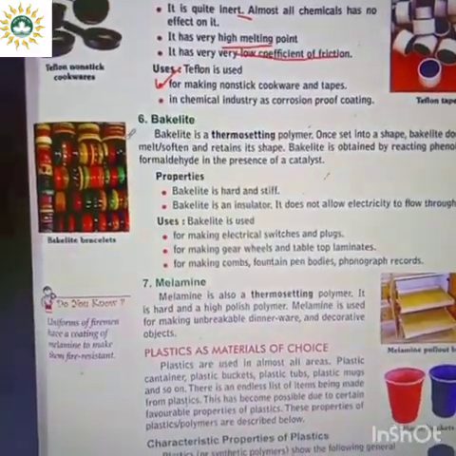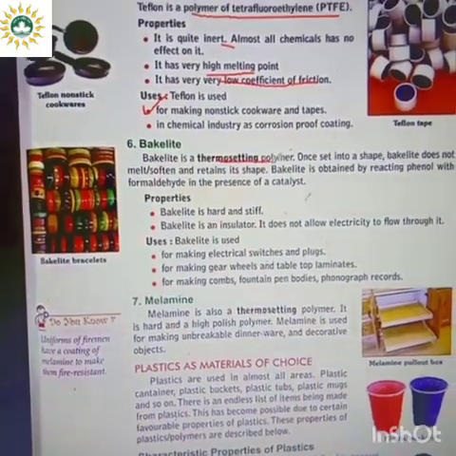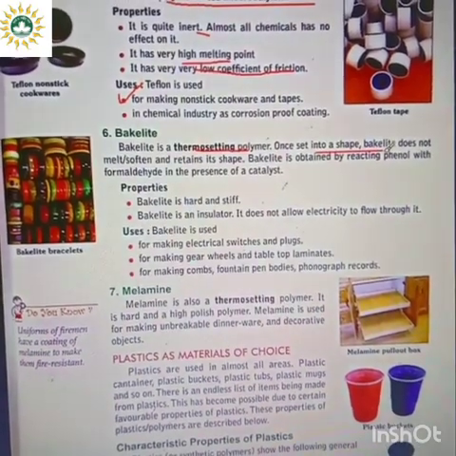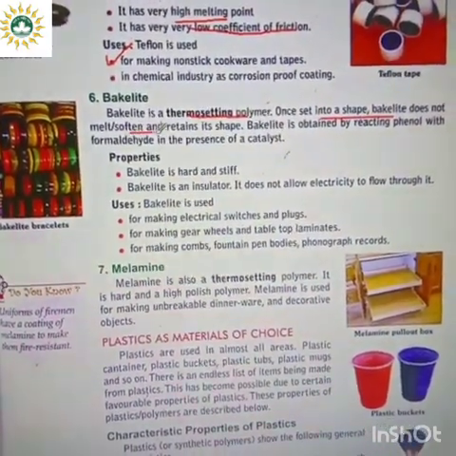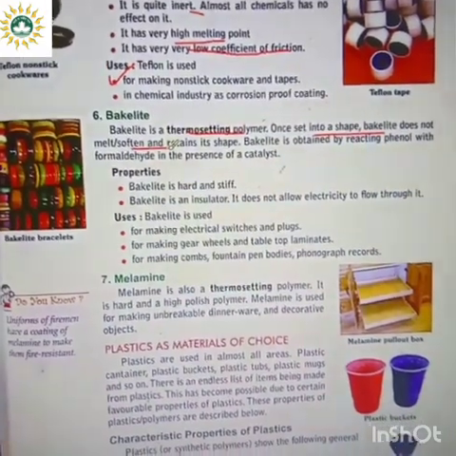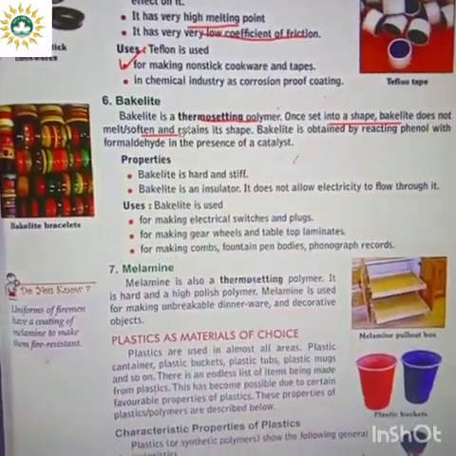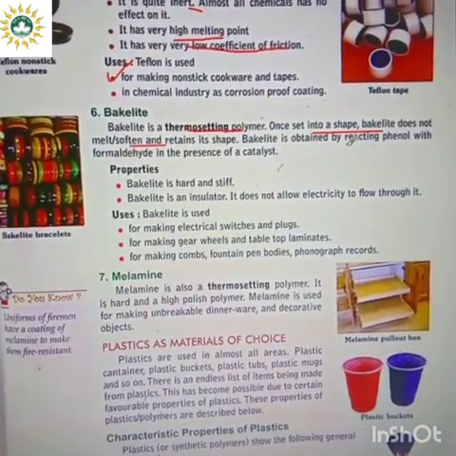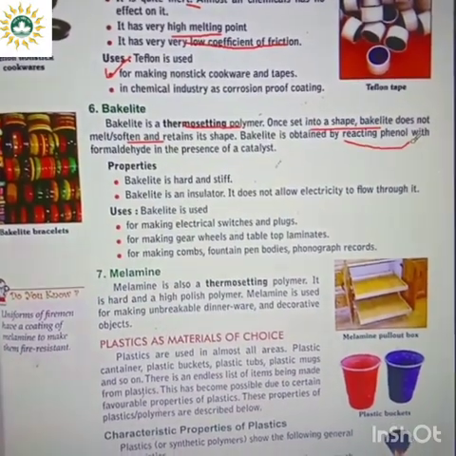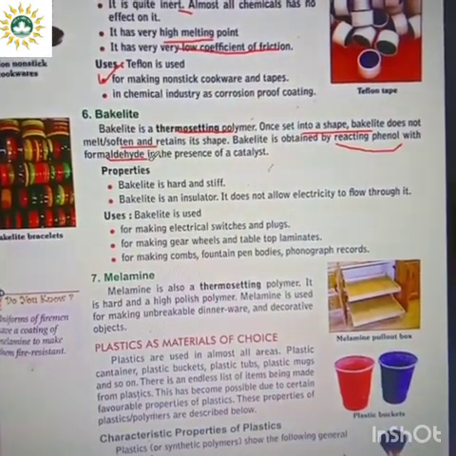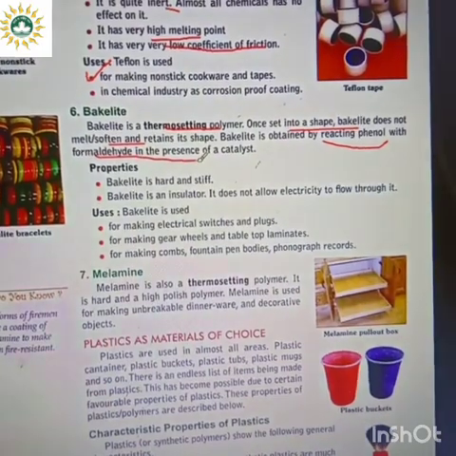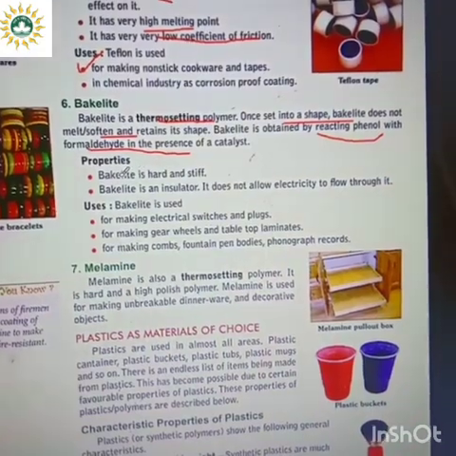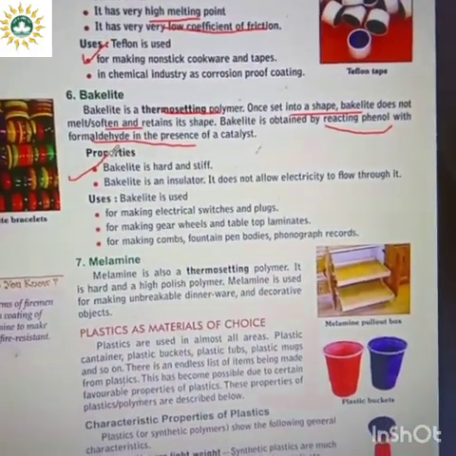And then there is bakelite. Bakelite is a thermosetting polymer, the first polymer which is thermosetting. So once set into a shape, bakelite does not melt or soften, and retains its original shape. Actually it doesn't mold, and it is obtained by reacting phenol with formaldehyde. So a chemical reaction takes place. Phenol, okay, it reacts with formaldehyde, an aldehyde. It reacts with formaldehyde in the presence of a catalyst which will fasten the reaction, and then bakelite is produced. So bakelite is hard and very much stiff and acts as an insulator.